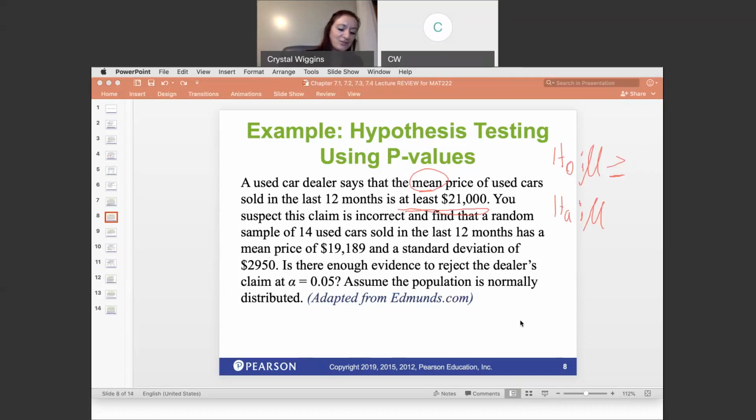Greater than or equal to 21,000. And we put the opposite in the alternative, which is strictly less than 21,000. This time, the claim is our null, not our alternative. So whatever happens in the test, rejecting or failing to reject the null, directly affects what we believe about the claim.